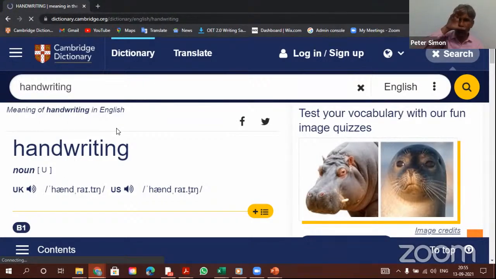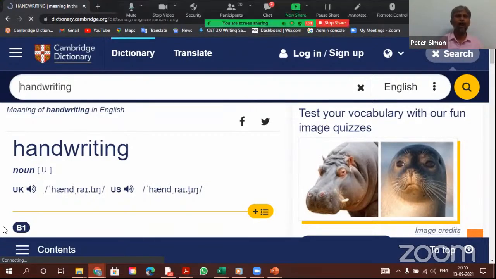There are many people who will not guide you properly. So be guided. Don't come to me. Go to the Cambridge University Dictionary. Go to the OET official website. Study from there. Many people will teach many things. Don't listen to them. Go to OET. Go to the Cambridge Dictionary. They will teach you properly.